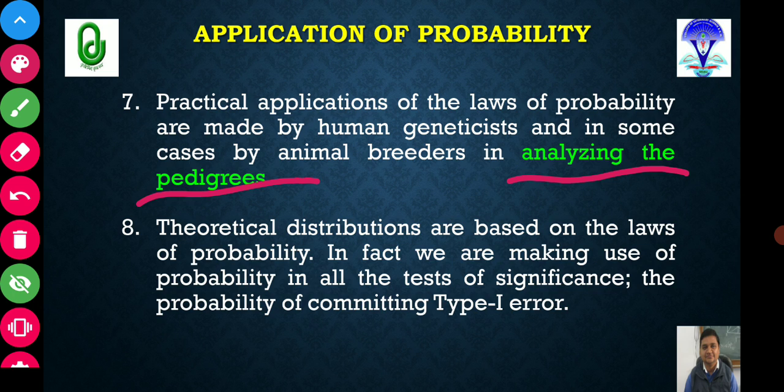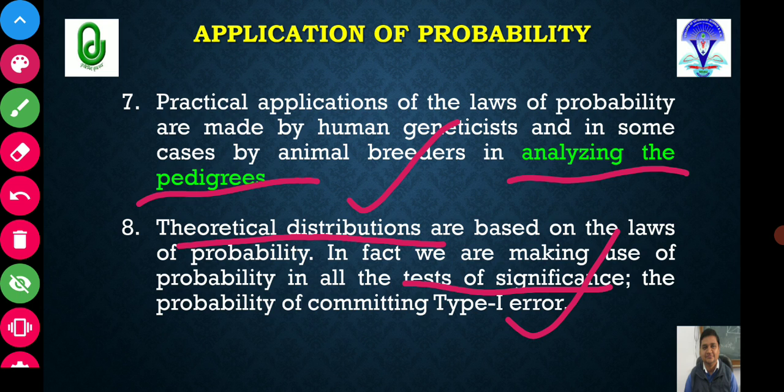In coming lectures, I will be dealing with different types of distributions, the theoretical distributions. These distributions are based on probability, which is why they are also known as probability distributions. So theoretical distributions are based on the laws of probability. In fact, we make use of probability in all aspects, including all tests of significance. In coming classes, we will also study tests of significance, and these are also based on the application of probability.